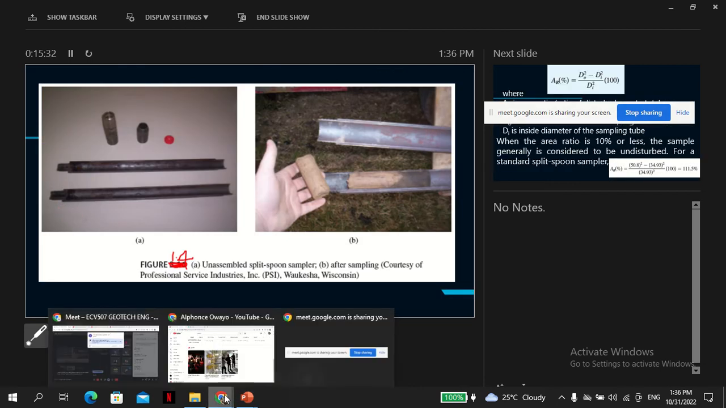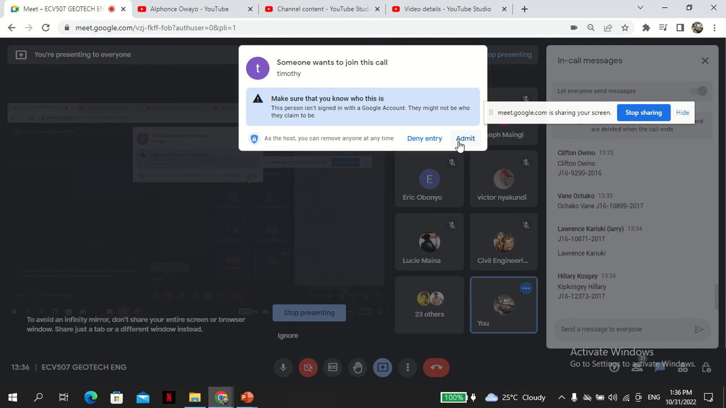In fact, Timothy, he has not joined, but my Google is warning me that this person isn't signed in with a Google account. They might not be who they claim they are.